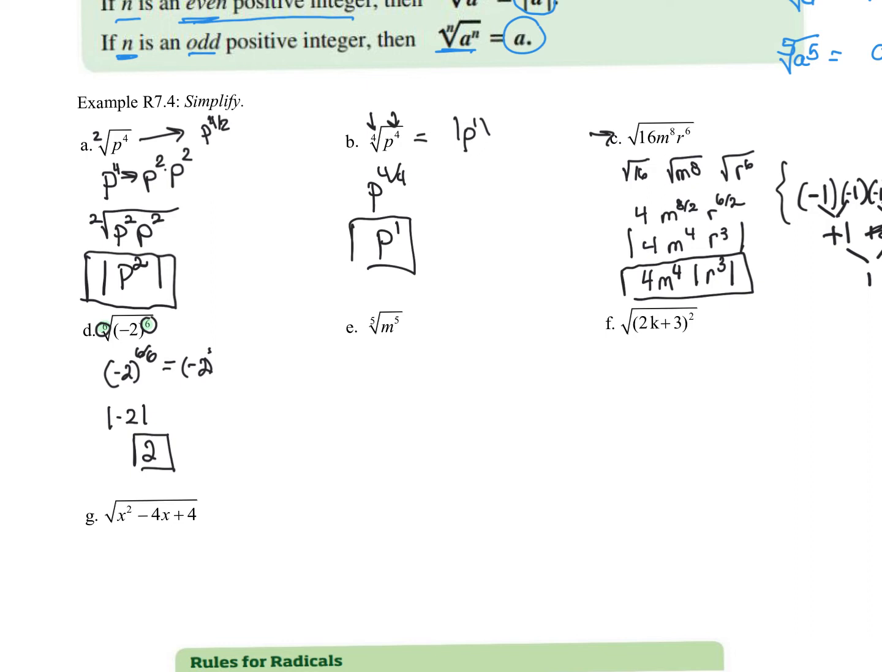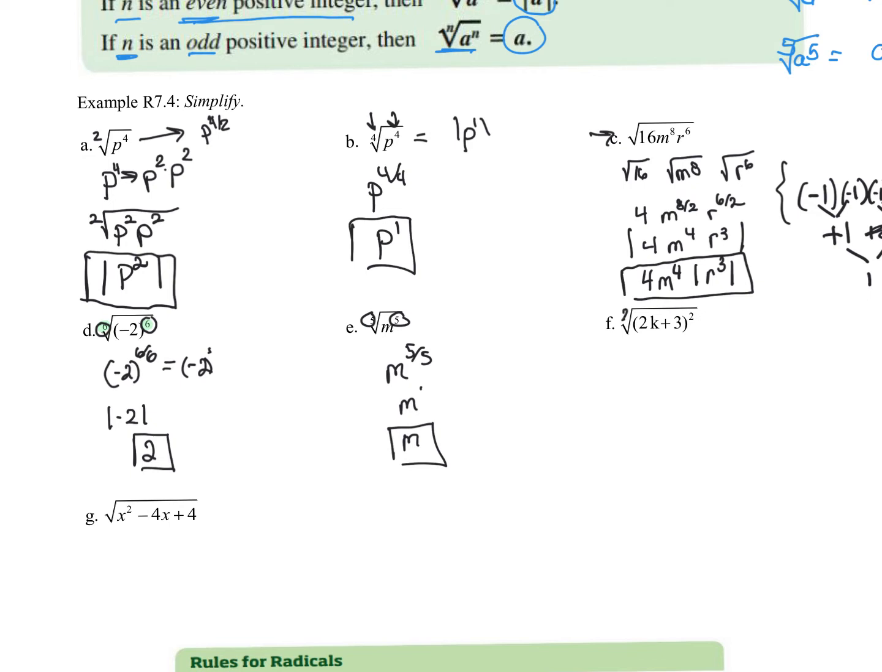On letter E, these are odd powers. So I can just do m to the 5 over 5, which is m to the first, which is just m. And because 5 is odd, I don't have to worry about absolute values.